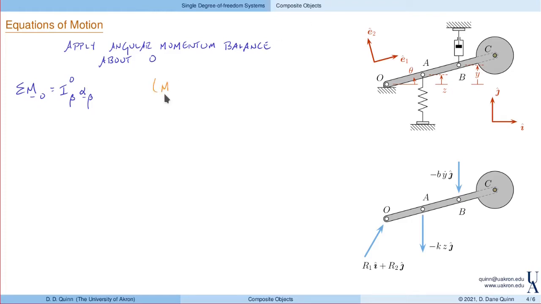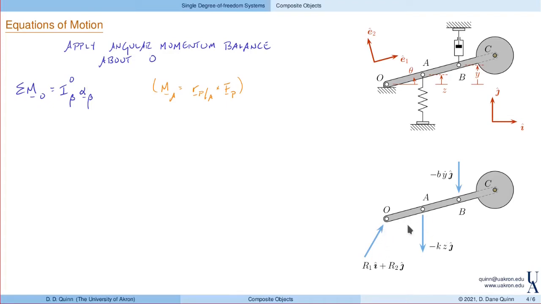I'll remind you that the moment about, say, a point A from a force acting at P is the position of P with respect to A cross F acting at P. Just to remind you again, the definition of a moment and how we calculate that. Looking at our free body diagram, the reaction force, again, produces no moment.